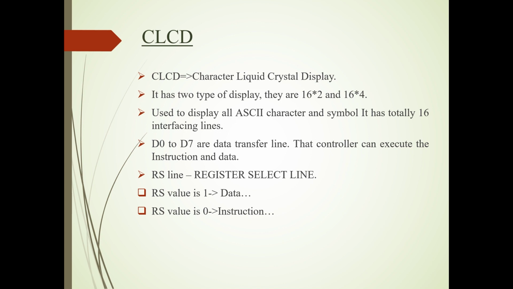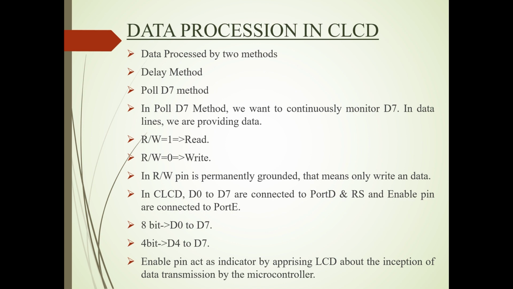The RS line is the register select line. The RS value is 1 for data and 0 for instruction. Then, talking about data processing in CLCD, data is processed by two methods. First is the delay method, or the poll D7 method. In the poll D7 method, we continuously monitor D7, which is among the data lines where we are providing data. For read/write, when it is 1 it is read, and when read/write equals 0 it is write. The read/write pin is permanently grounded, which means it only writes the data.